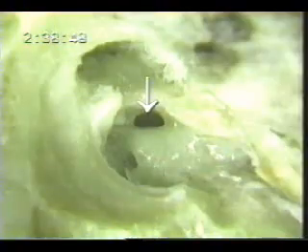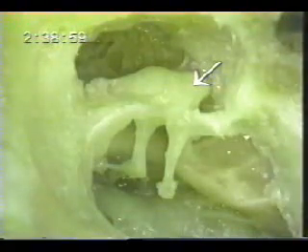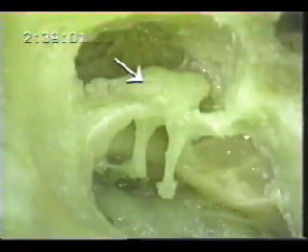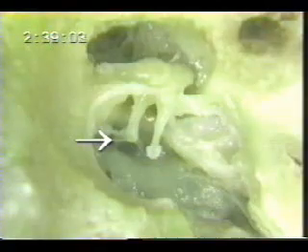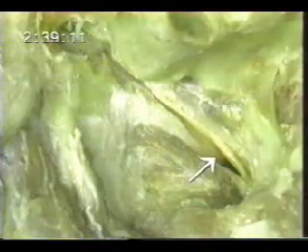Here's the tympanic cavity, the vestibular window, the cochlear window, and the opening for the auditory tube. Here's the malleus, the incus, and the stapes. Here's the tendon of stapedius and of tensor tympani, and here's the auditory tube.